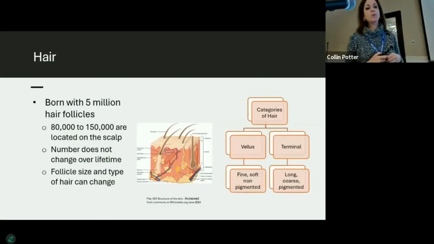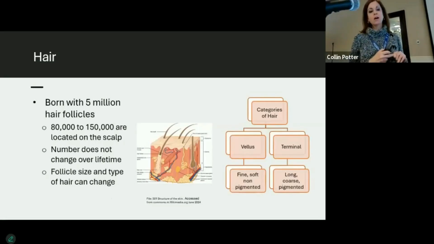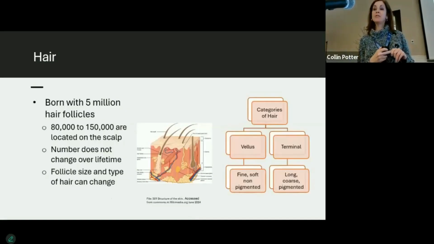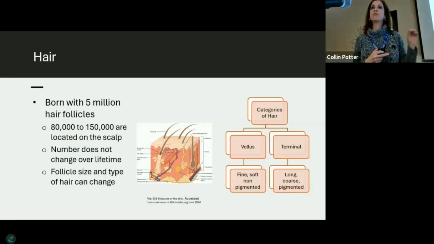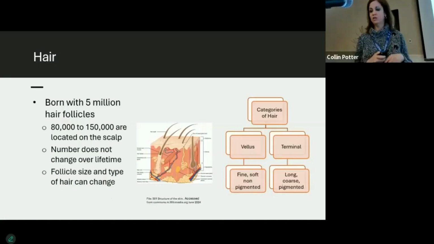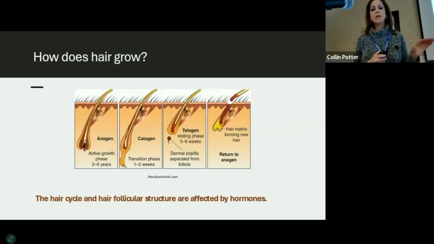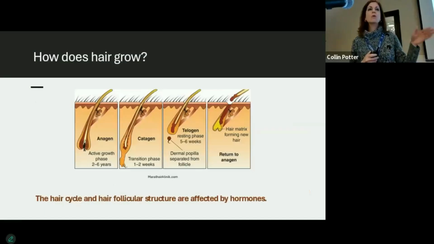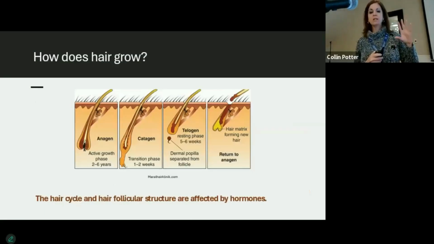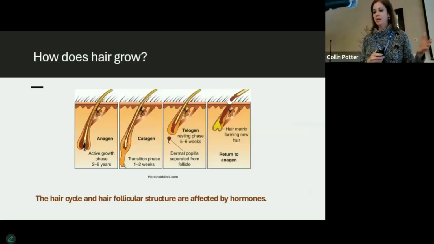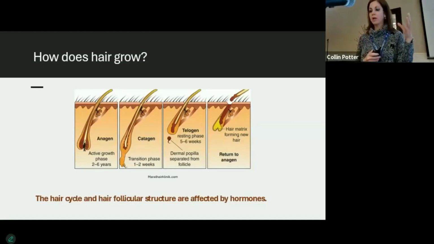So hair. We are born with a lot of hair follicles. And 80,000 to 150,000 of these are on our scalp. Interestingly, the number does not change over our lifetime, but the follicle size and the type of hair can change. It's a little fun hair fact. So how does the hair grow? The importance of this slide is that if you do use pharmacotherapy, you have to wait to see the effect. Because the anagen phase is the most prolonged phase, the growing phase, it can take approximately 4 months for things like facial hair.